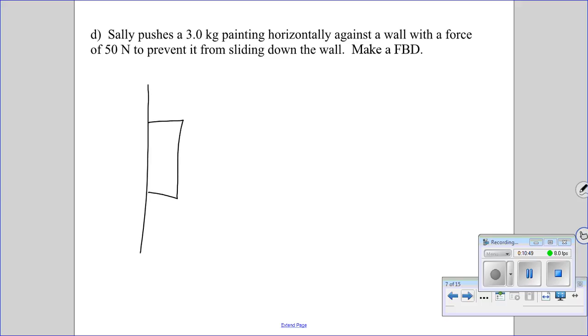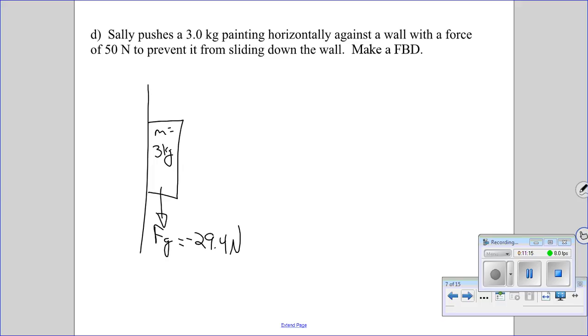The problem tells us that the painting has a mass of 3 kilograms. Remember, first force I always, without exception, want you to draw is your force of gravity. So we can go ahead and put that in. Force of gravity is going to be 3 times 9.8, so you get negative 29.4 newtons. All right, so that's always your first step.